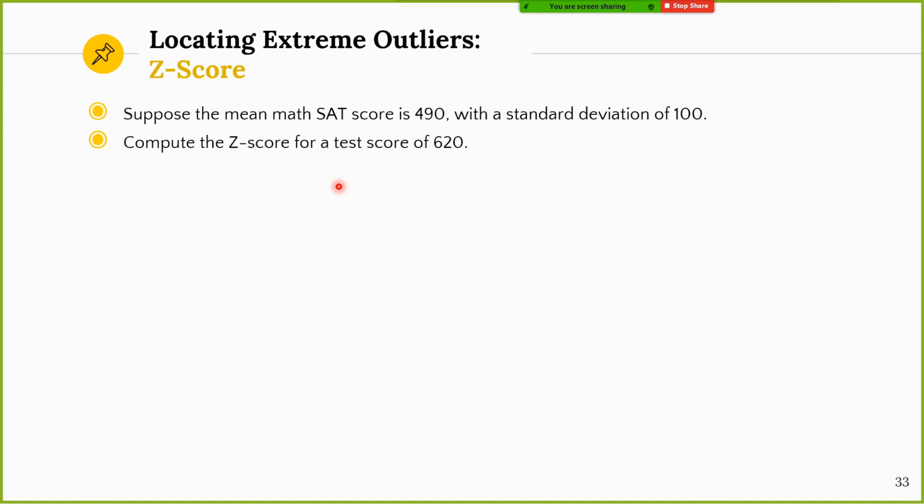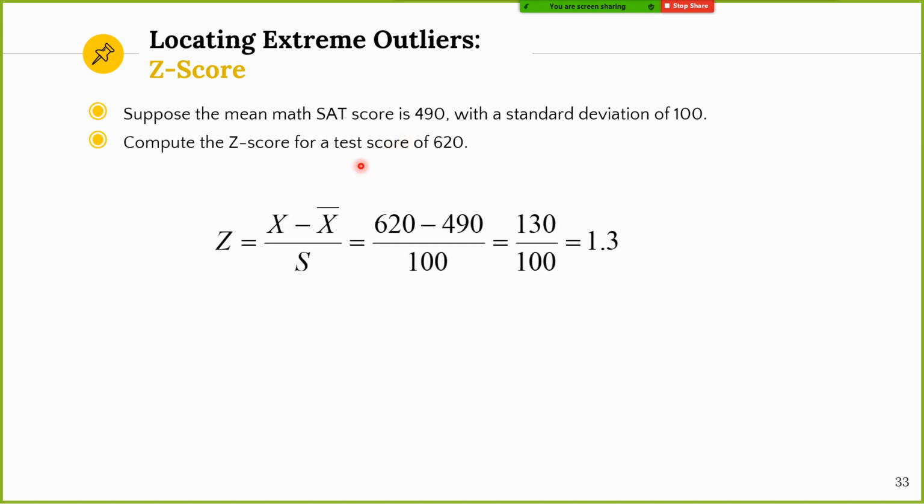So we'll have a case here. The mean of the scores of all these students is 490 with a standard deviation of 100. If we have the data value of 620, is it considered an extreme outlier or not? It's quite simple. We already have the standard deviation, the data value, and also the mean. So we can calculate.